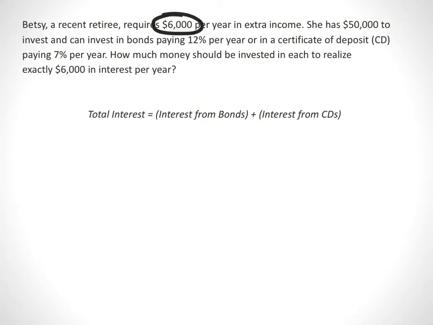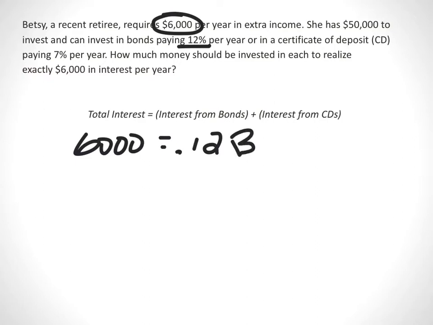We know $6,000 is the total amount of interest. The interest from bonds is going to be the 12%, write that as a decimal, 0.12, and the amount you're going to put in bonds, and we don't know how much, so let's call that B. And then we're going to add the interest from CDs, and the CDs interest is 0.07. And what's the quantity that we're going to put in there? So that's what we have to decide.